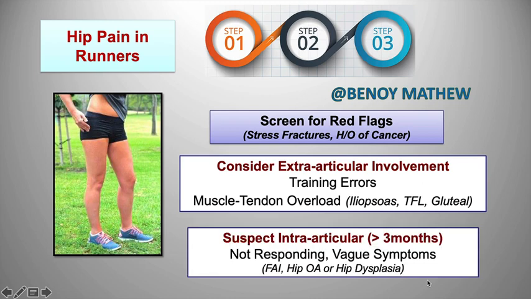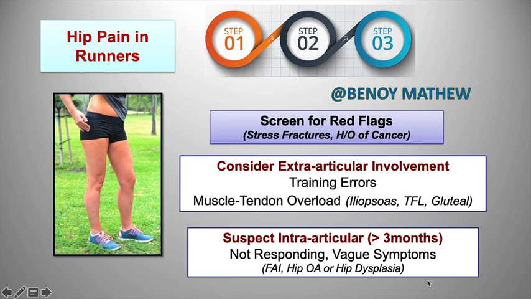But if the symptoms are vague and non-specific, and especially if they've been going for more than 3 months, that will make me highly suspicious that it's coming from the hip joint. If the patient is 40, 45, 50 plus, more likely to be early manifestation of osteoarthritis. If they're fairly young, like 20s and 30s, that could be either hip impingement or hip dysplasia. Hip dysplasia is more common in women than in men.